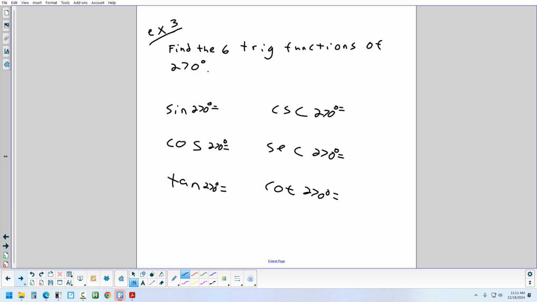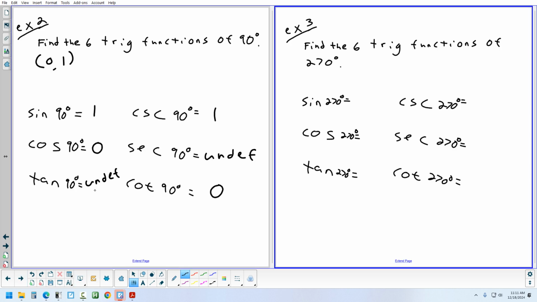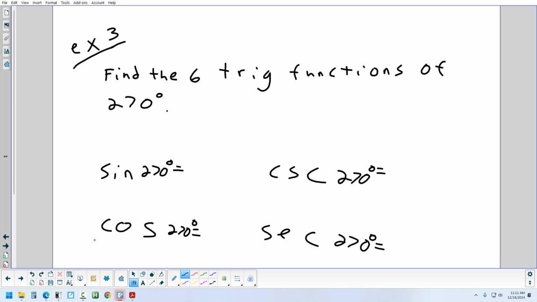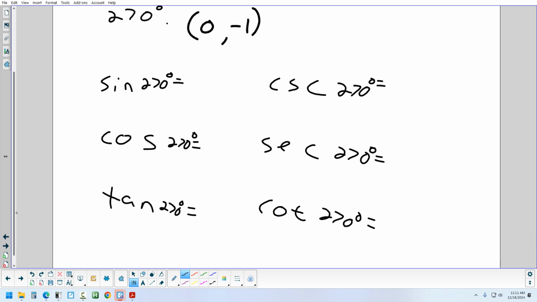Let's try this one. 6 trig functions of 270. What is it that we need to find first? Gotta get the coordinate. Yep. If you can't figure out the coordinate, then you can't do unit circle trig. Okay. What is the coordinate for 270? (0, -1). And now, let's go through all 6.